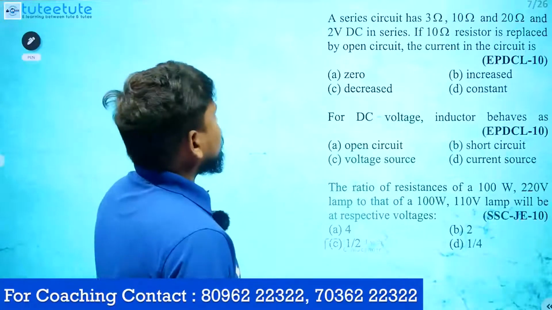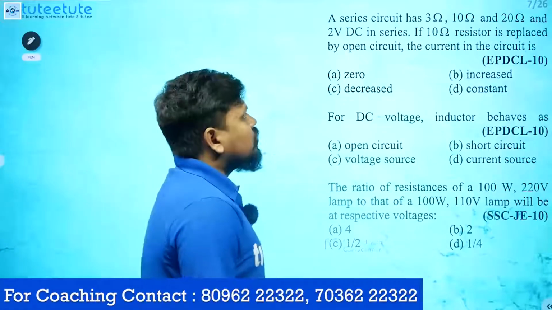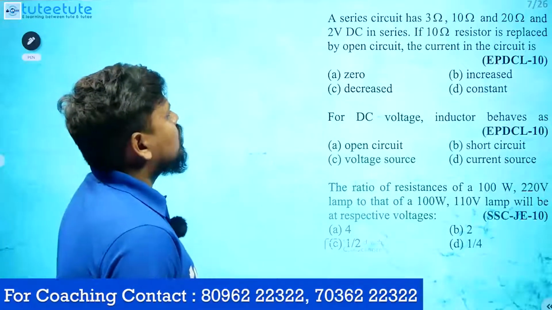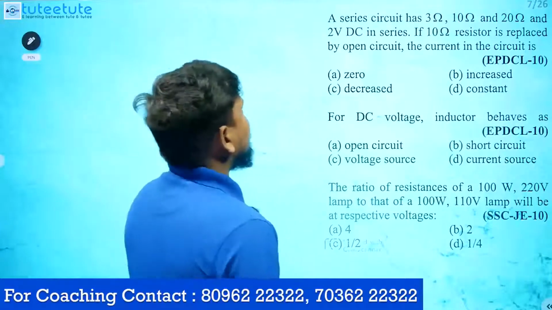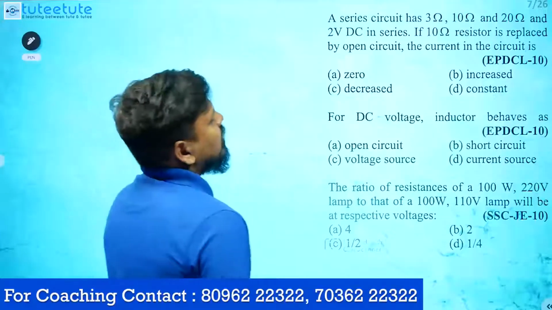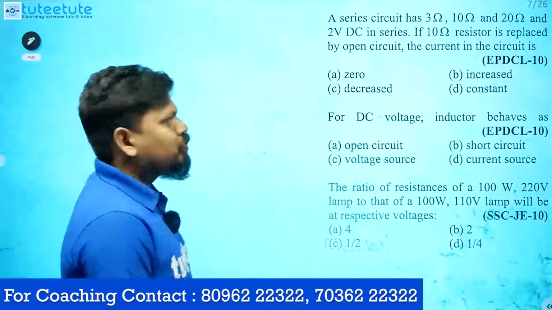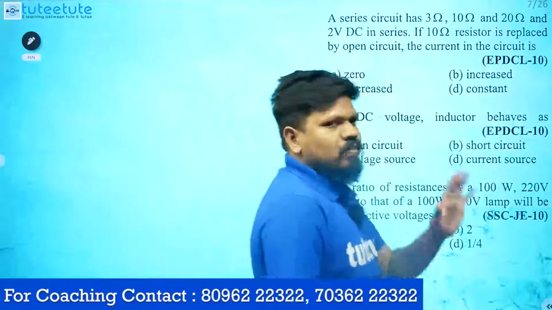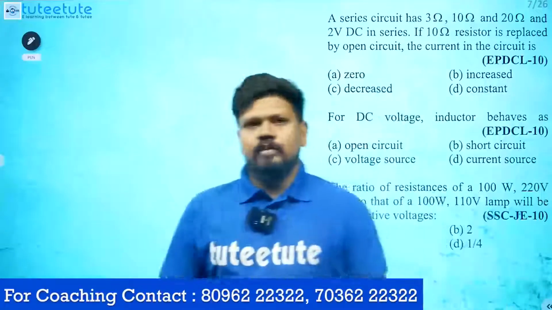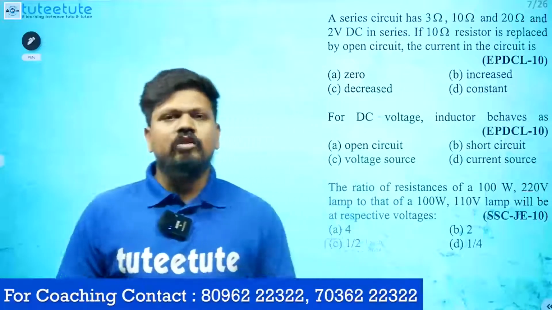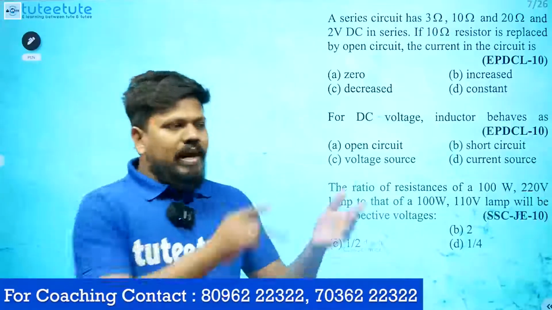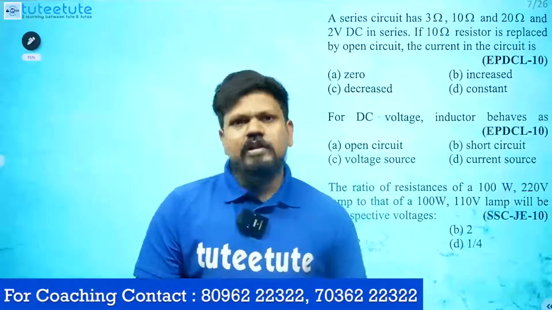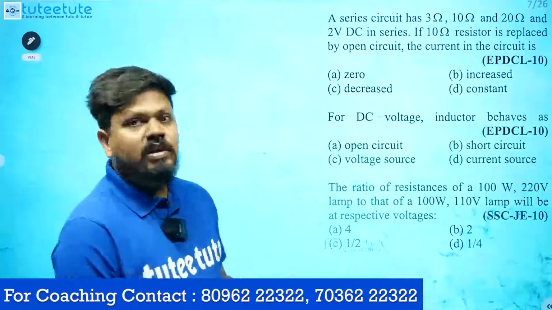Next question. A series circuit has 3 ohms, 10 ohms and 20 ohms and 2 volt DC in series, okay? If the 10 ohm resistor is replaced by open circuit, the current in the circuit is, okay? So it's simple. They have given this model of question not as a circuit, they have given it in statements. Why do they give it in statements? While reading only, you will get a little confused. That's why they are giving it in statements.